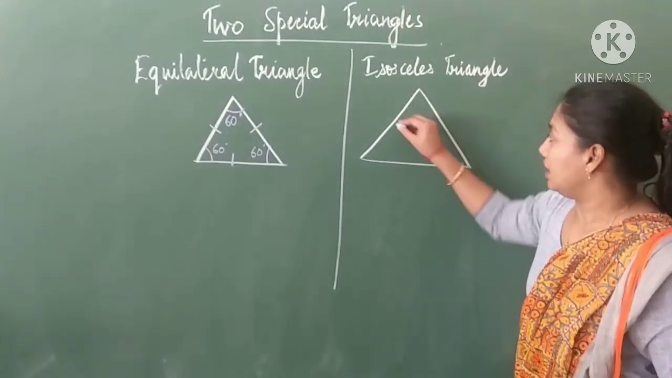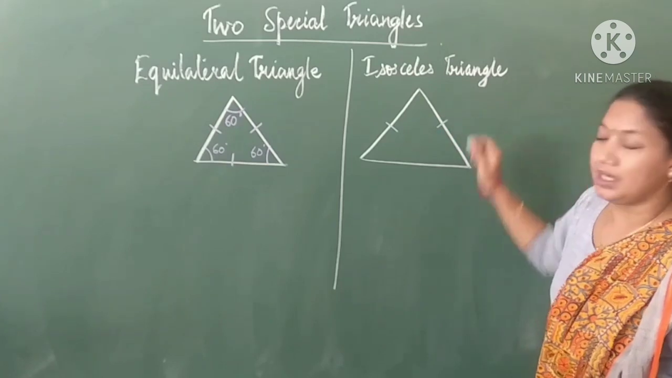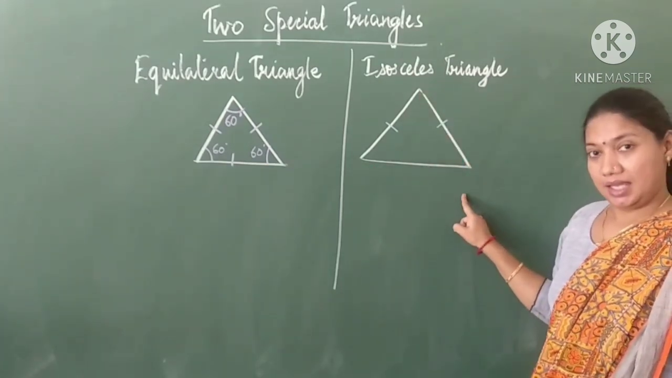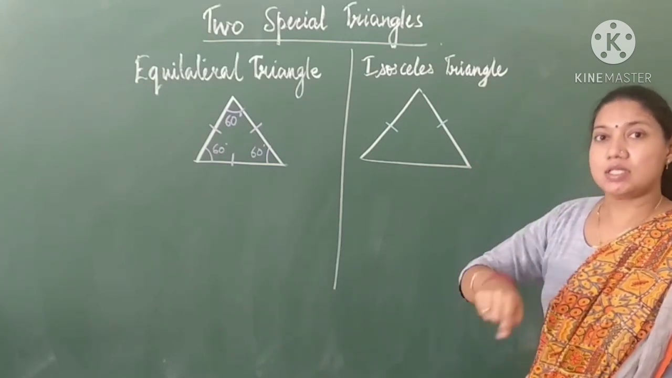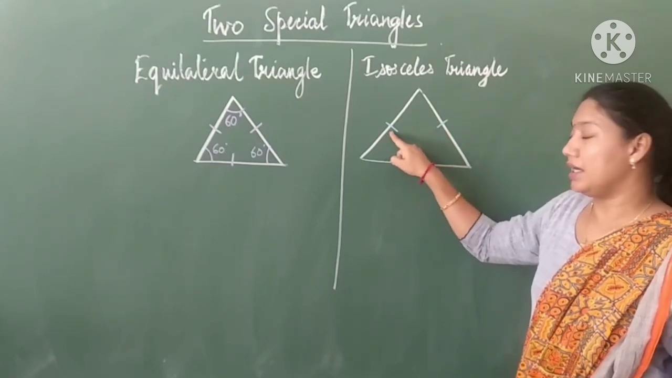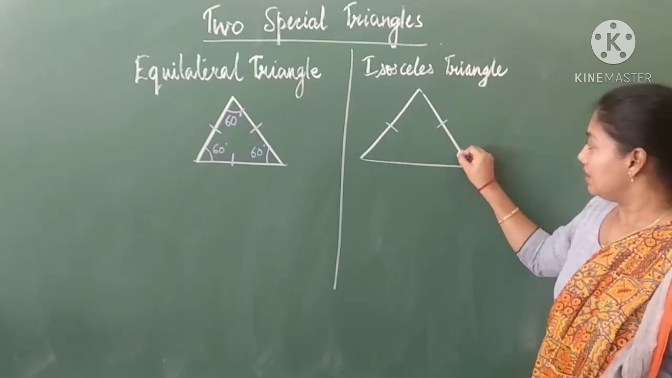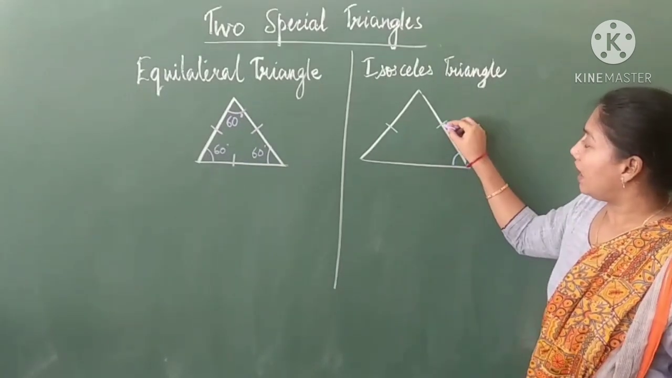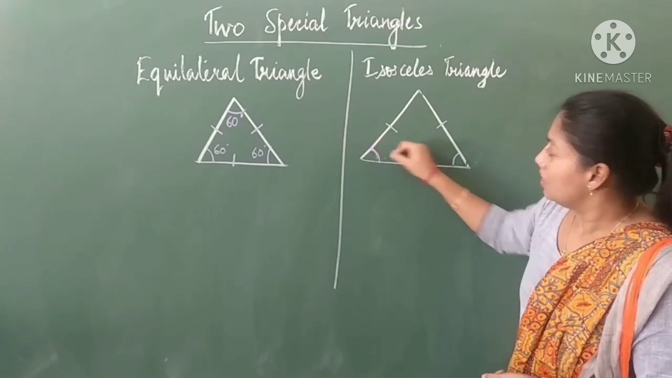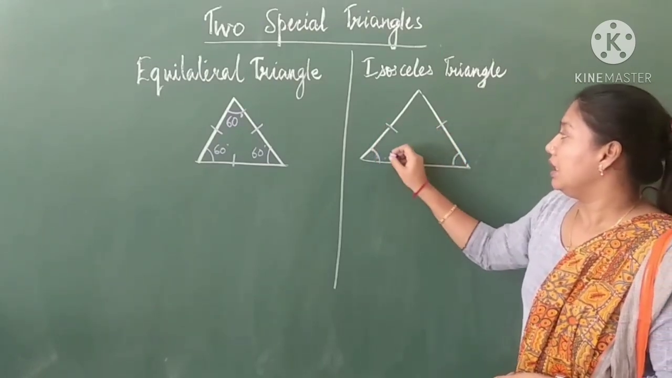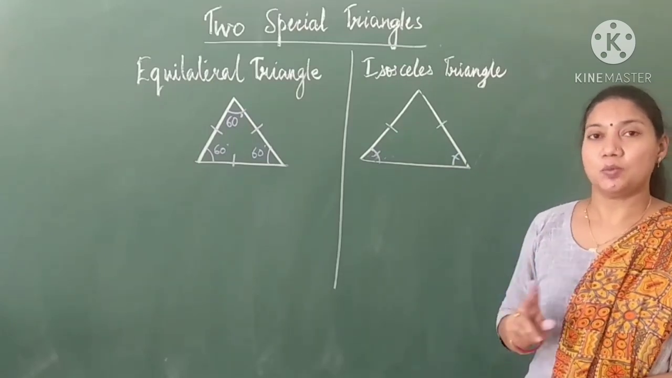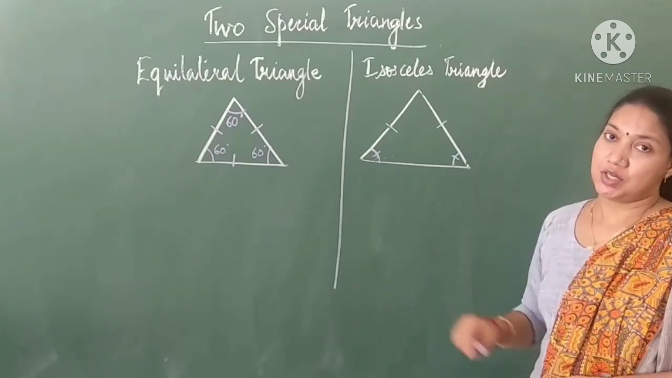In isosceles triangle, any two sides are equal. If I take that this side is equal to this side, then the angles opposite to equal sides are equal. It means these two sides are equal. Which is the angle opposite to this side? This one. And which is the angle opposite to this side? This one. So if these two sides are equal, it means these two angles are also equal. So these are the two properties of isosceles triangle.